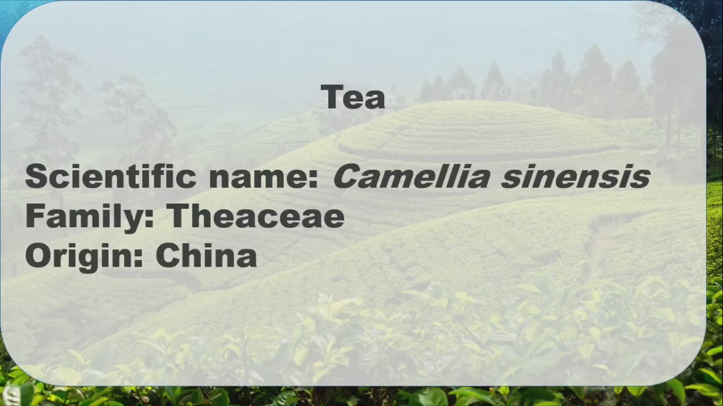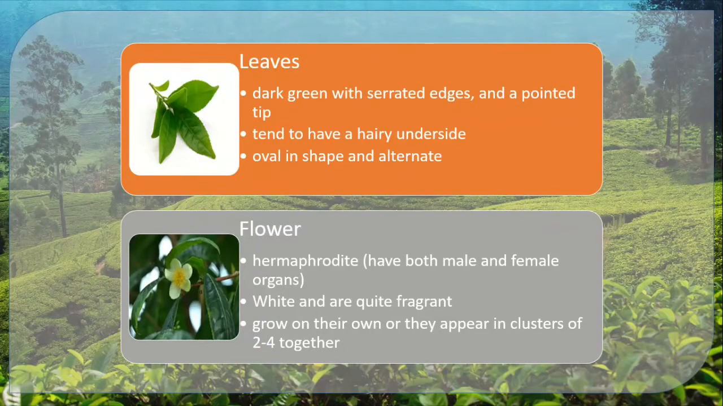The scientific name of tea is Camellia sinensis. It came from the Theaceae family. Its origin is from China. The leaves are dark green with serrated edges and a pointed tip. It tends to have a hairy underside. It is oval in shape and alternate. The flowers are hermaphrodite, which have both male and female organs. It is white and quite fragrant. It will grow on its own or appear in clusters of 2 to 4 together.